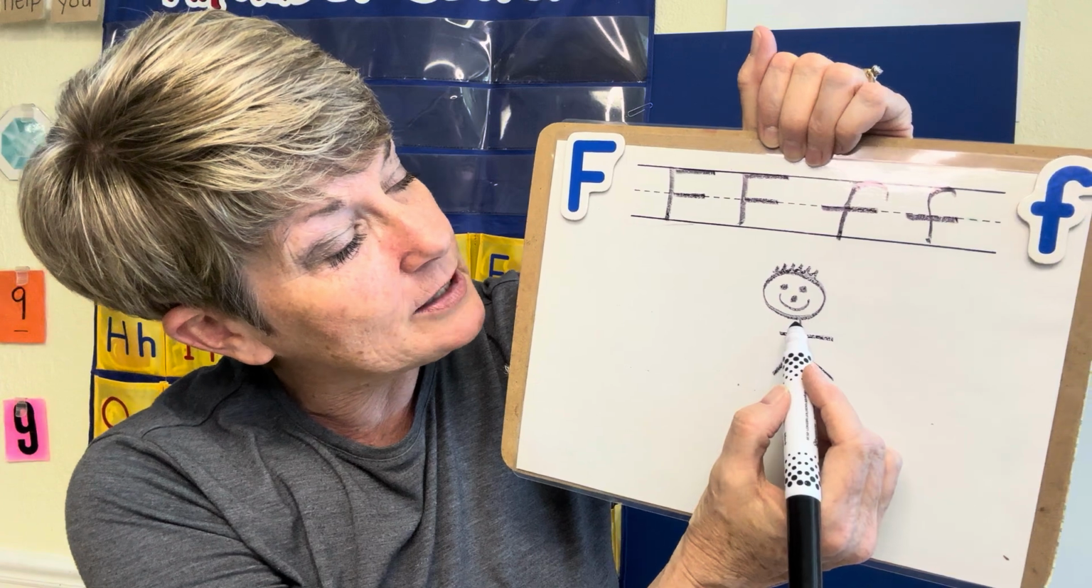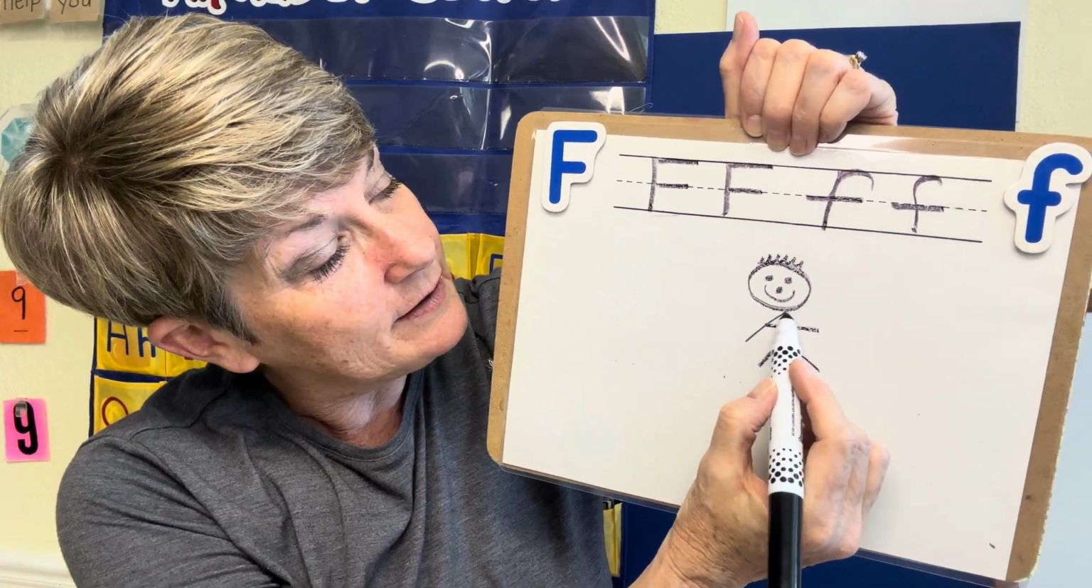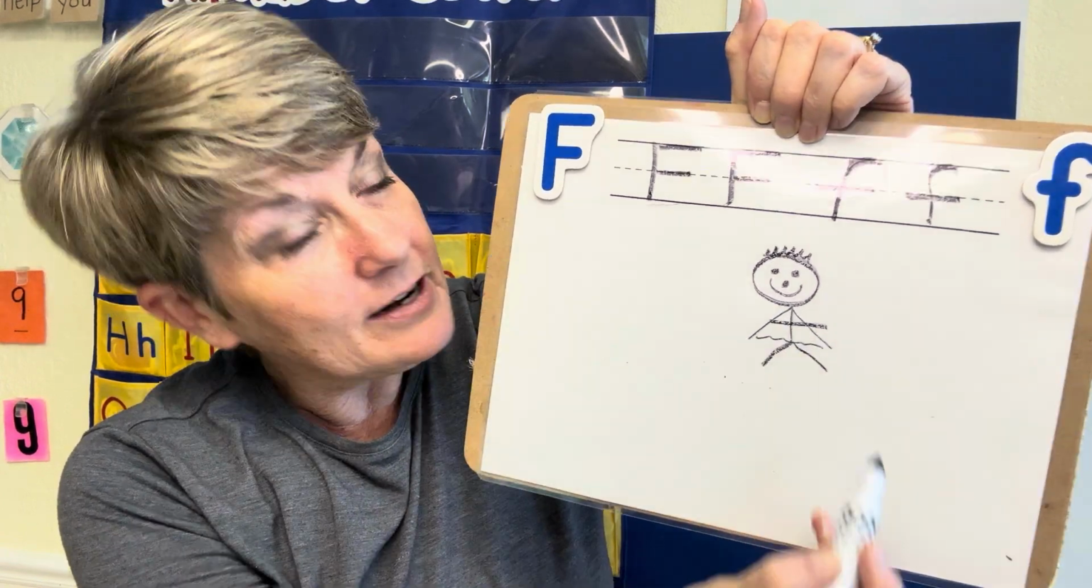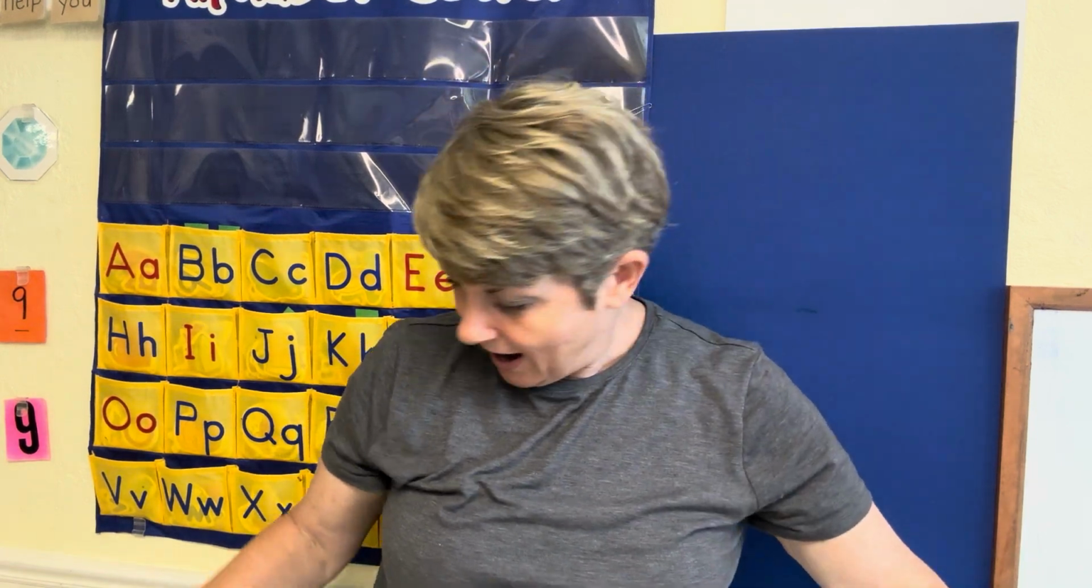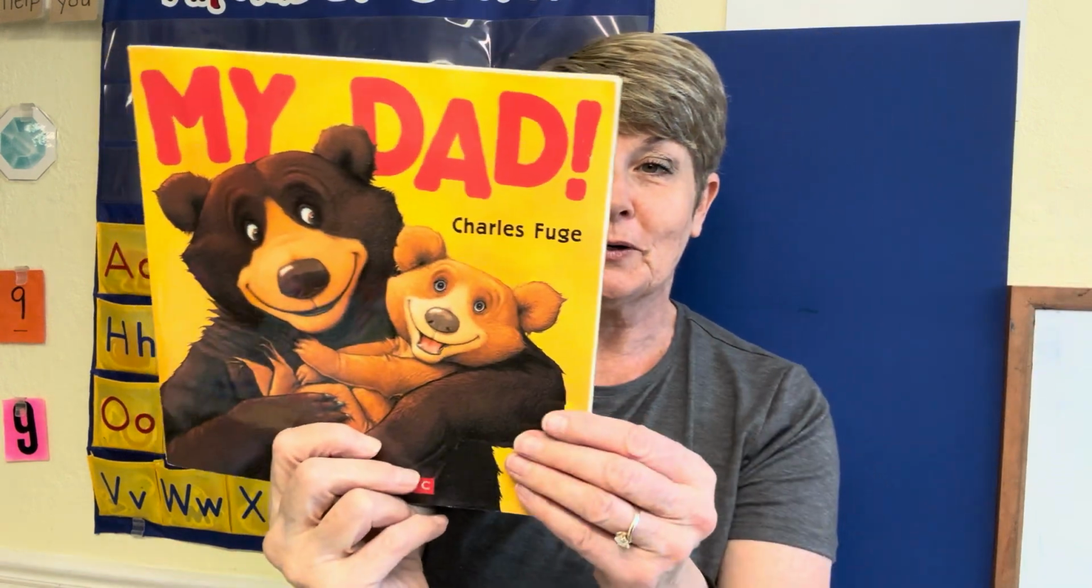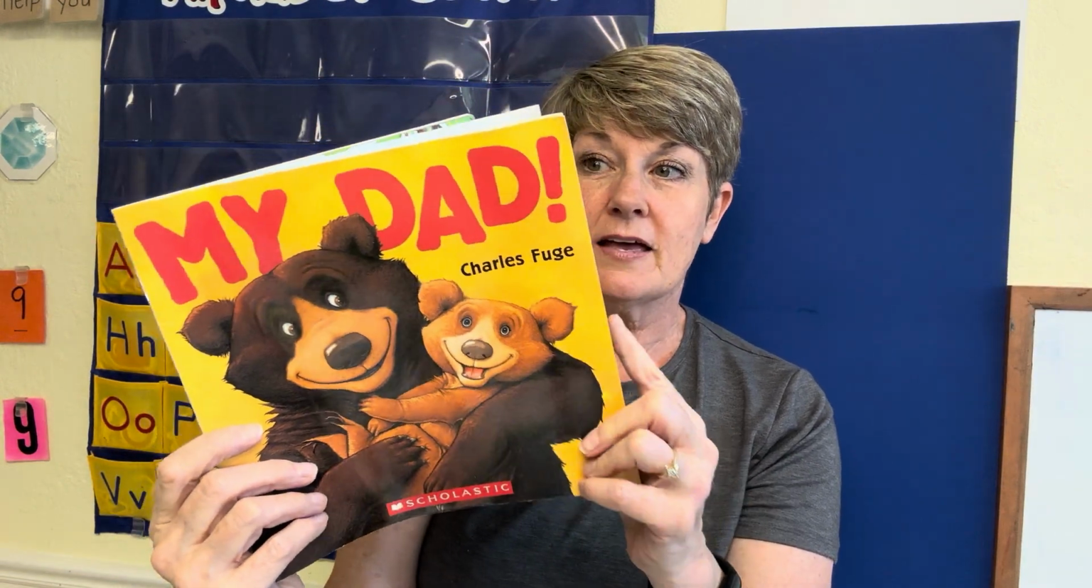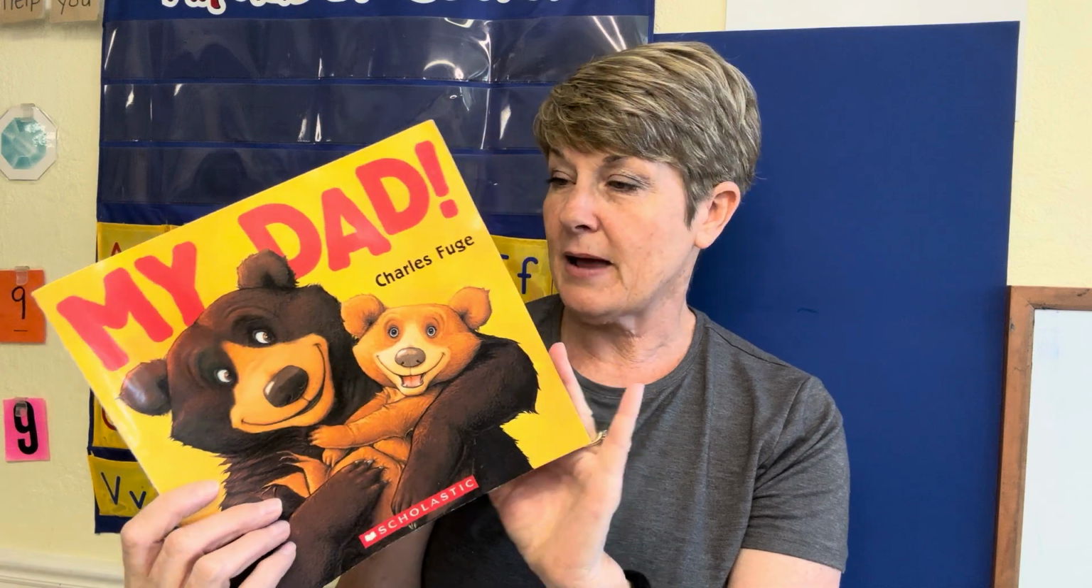You know what? I'm going to draw a superhero cape on this dad. And I'm just going to draw a line under it. Now that dad is like a superhero. Do people like to have superheroes for dads? I'm going to read you a story about a little bear. And this bear thinks his dad is the best dad in the whole world. This book is called My Dad by Charles Fugue. Let's see what this bear says about his dad.